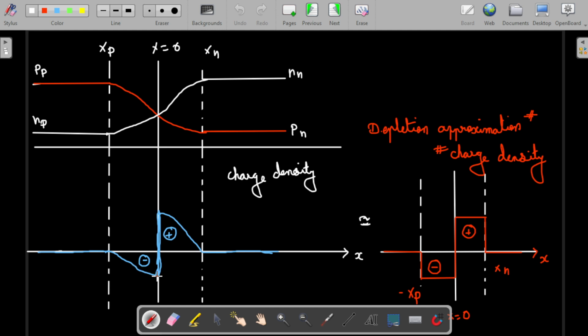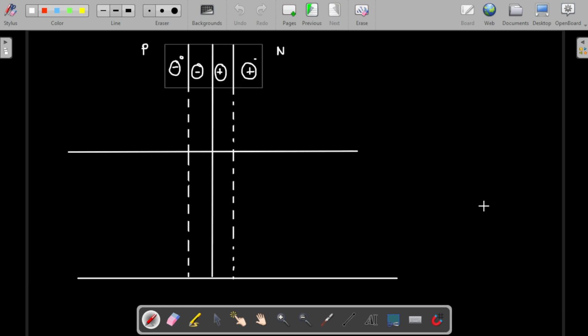At this point, there will be no free charge carriers. It will be full of acceptor atoms in the p type, and full of donor atoms in the n type. We also made the depletion approximation for our analysis purpose. I will show how we can analyze all those things. So now, the charge density analysis is done.